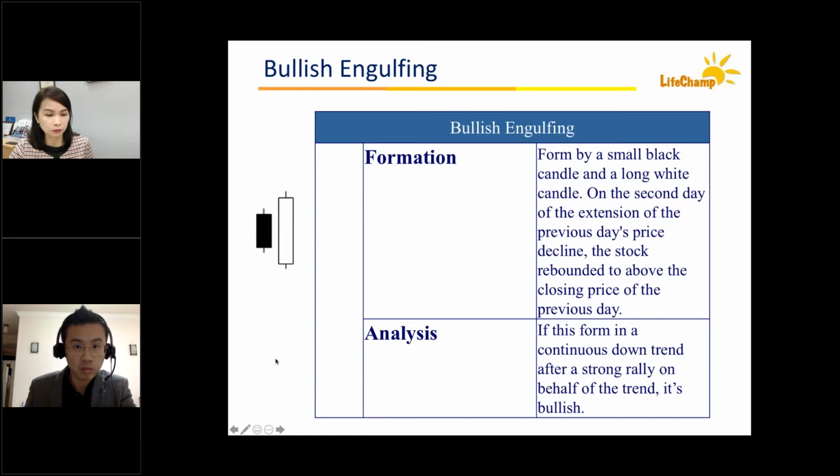If it's at the bottom, if you find it. Or if it's a continuation, it's a bullish continuation.